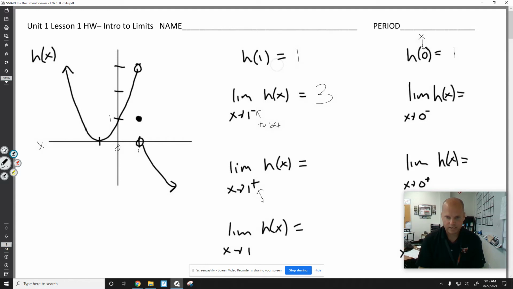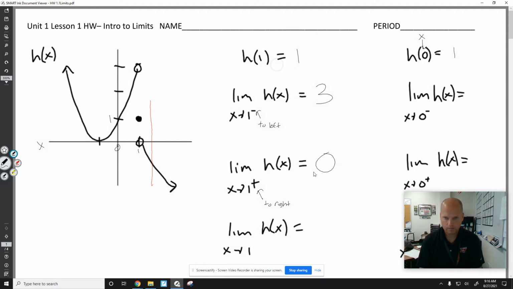Now, if I have a plus in the exponent, that looks at something just to the right of a location. So the limit as x approaches 1 from the right, I go just to the right of 1. If you use a vertical line, you can see just to the right of 1, I'm using this piece of the function, this one right down here. And if I move this line closer and closer to 1, and I'm to the right of 1, my function is getting closer and closer to this hole's location, which is at a y-coordinate of 0 because it's on the x-axis. So that's why I say the right-hand limit of h of x as x approaches 1 from the right is 0.